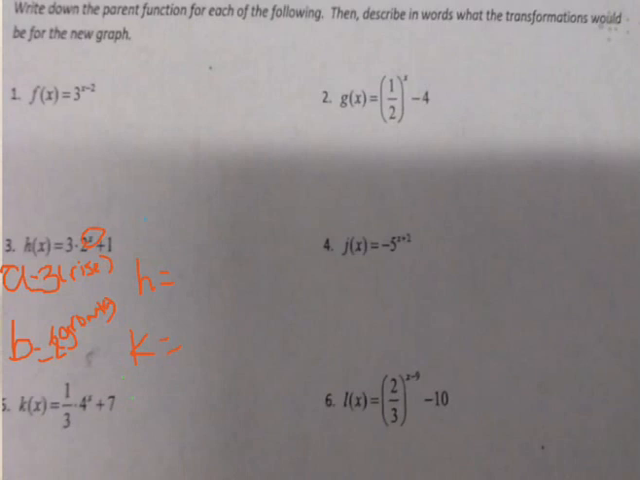H, once again, there's nothing up there with the x, so H is 0, so it doesn't move left or right. And K is a number in the back, positive 1, so it's going to go up 1 unit. Our asymptote is the line y equals 1. And lastly, number 4, we got to get A, B, H, and K.